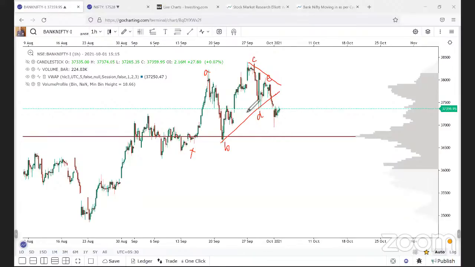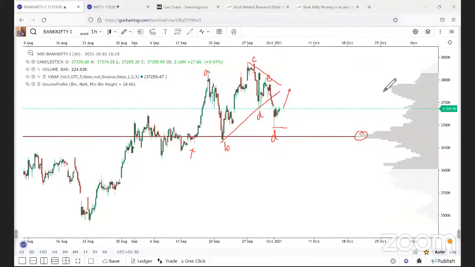What is the alternate scenario? That C is over here, D is over here, maybe, and a pullback here. Maybe we will know that on Monday. So if this low breaks, then we are headed lower. If we manage to pull back, then yes, there is going to be some pullback and then maybe an attempt on the downside.